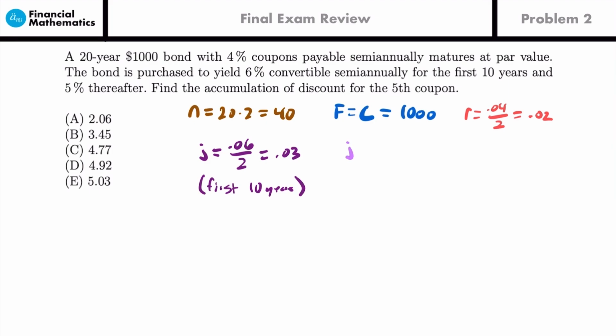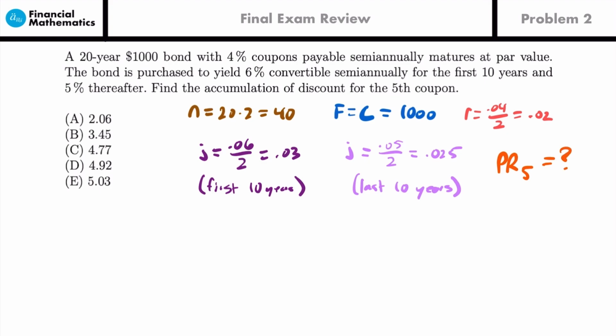And then the second yield rate is 5%, or that's what it is as a nominal rate. So we would take 0.05 divided by 2 and get 0.025. That's for the last 10 years. Okay, so those are the two different yield rates that we are working with. And then finally, the thing we want to find in this problem is the principal at time 5, or the amount of principal in the fifth coupon. That is what we don't know. That's what we want to find.